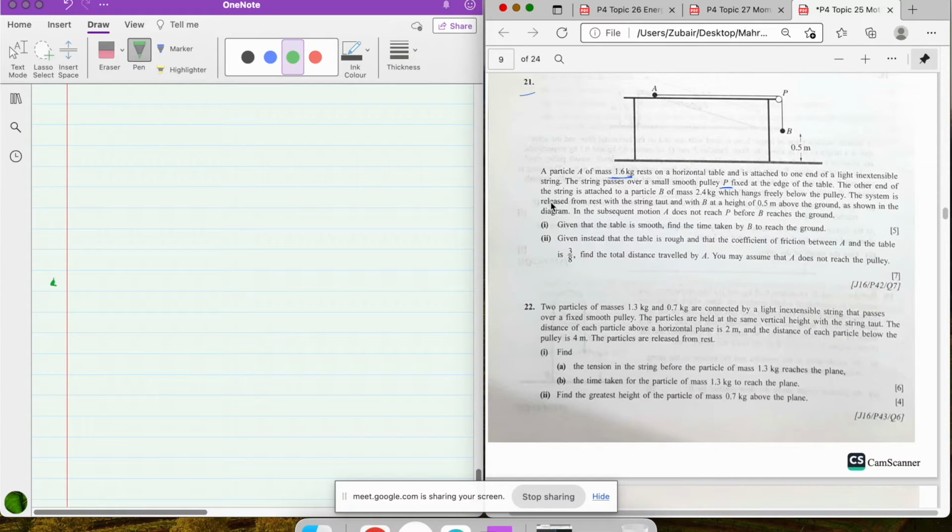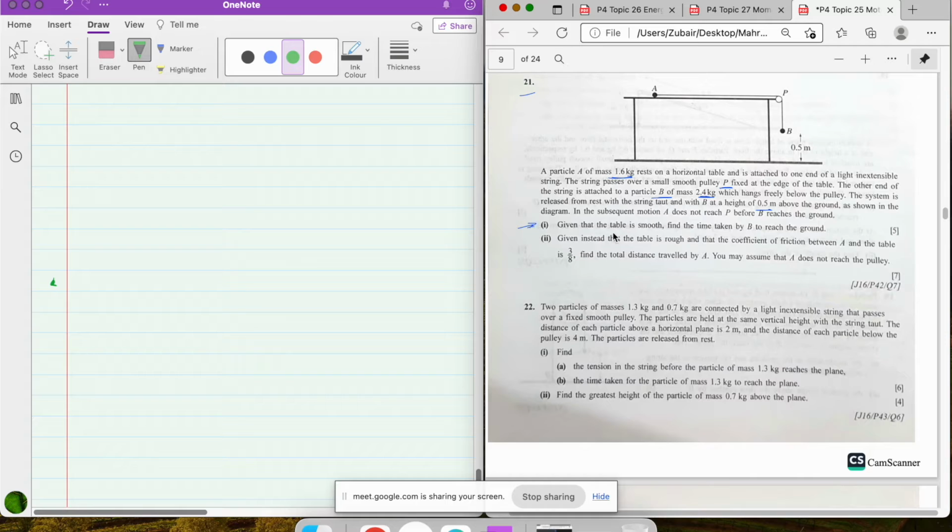The other end of the string is attached to the particle B of mass 2.4 kg, which hangs freely below the pulley. The system is released from rest with the string taut with B at a height of 0.5 meters above the ground. As shown in the diagram, in the subsequent motion A does not reach P before B reaches the ground. That means the string is long enough that A does not touch the pulley P.